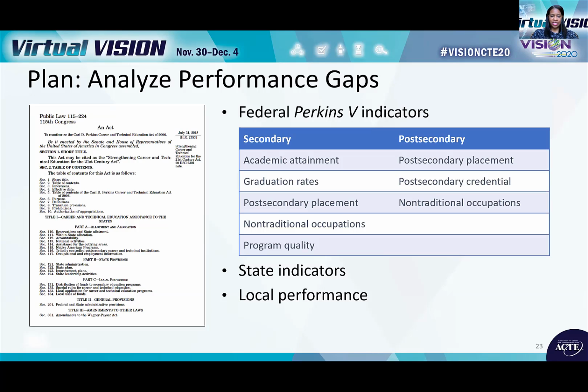Specifically, you'll see at the secondary level, the indicators: academic attainment, graduation rates, post-secondary placement, non-traditional occupations, program quality, and at the post-secondary level, post-secondary placement, post-secondary credential, non-traditional occupations. And you are familiar with these indicators. And then you may also have state-specific indicators as well as local performance indicators that you can apply as you start to analyze performance gaps.